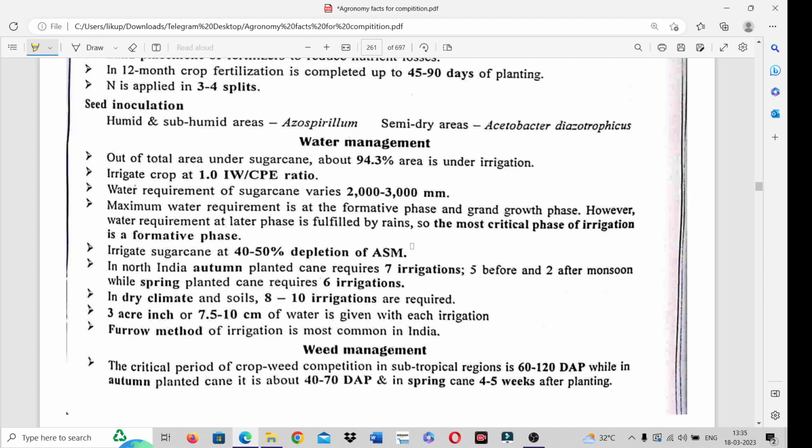In dry climate and soils, 8 to 10 irrigations are required. 7.5 to 10 centimeter of water is given with each irrigation. The furrow method of irrigation is most common in India.